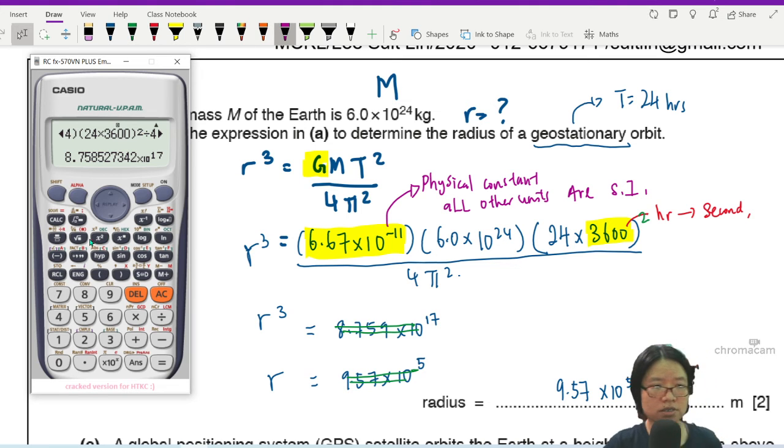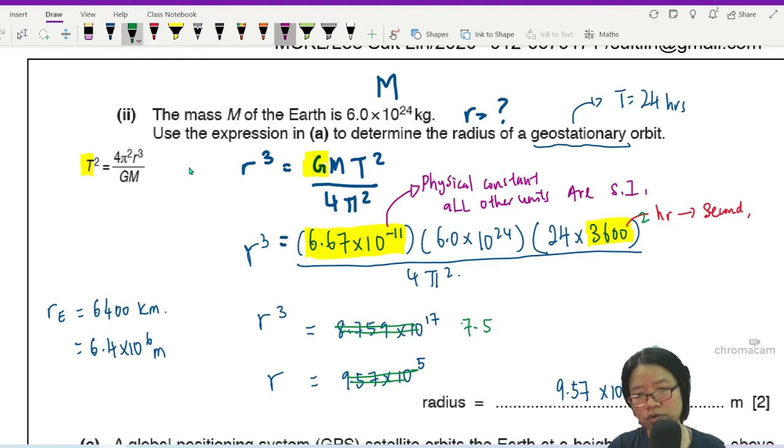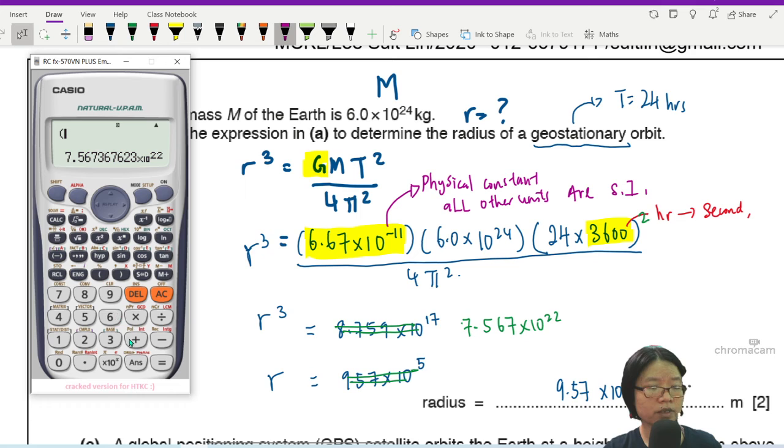Okay, boys and girls, ladies and gentlemen. If you introduce a square here, then you really don't have to do anything much after this. So this will be 7.567 times 10 to the power of 22. And a different way to cube root something is to type this x to the power of 1 over 3. Up to you. Okay, so from here, I'll get a different answer.